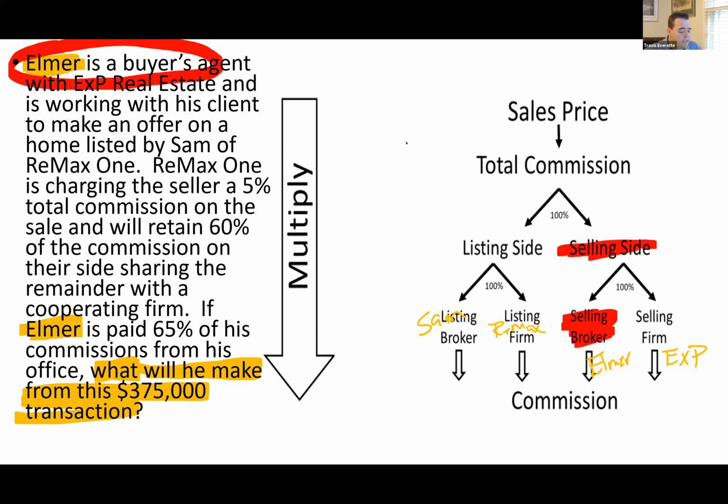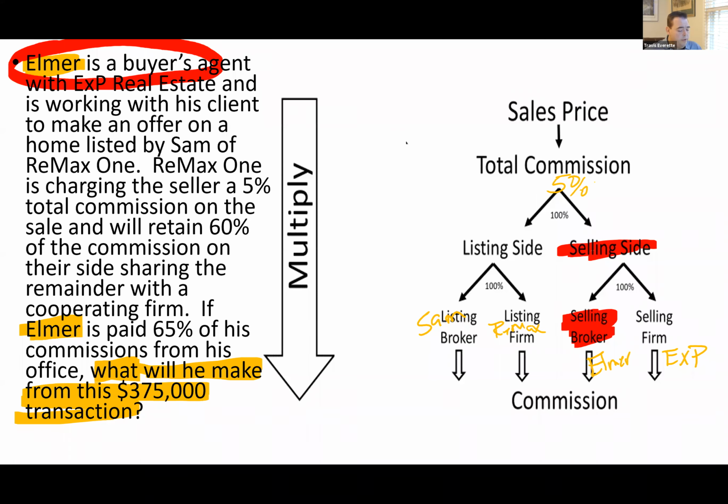RE/MAX 1 is charging the seller a 5% total commission. Well, I know that 5% goes up here at the top. Total commission always goes at the top, whether I'm using the big tree or the little tree. Always. And it's always going to be a small percentage number. That one is. Okay.